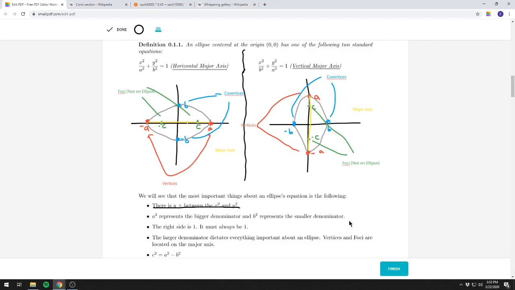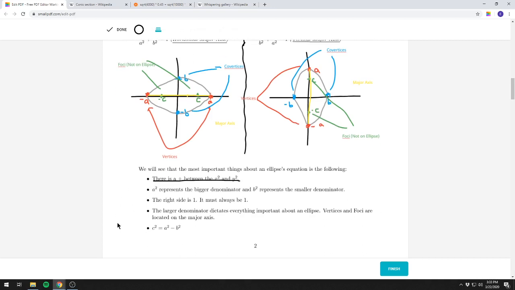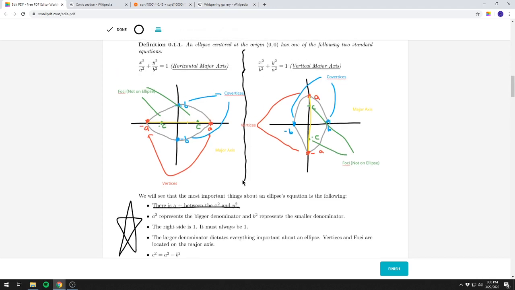The other thing that I already mentioned here, I'll just star all these so I don't accidentally write over some of them. But a squared represents the bigger denominator, b squared represents the smaller denominator. So you'll see when we go through our problems, I'll be focused on the thing that has the bigger denominator in a lot of the problems for that reason. Right, because that's where the major axis is, that's where the foci are going to be.